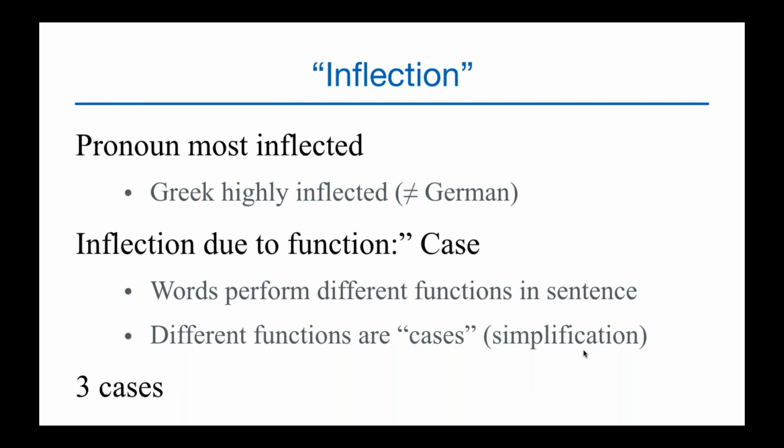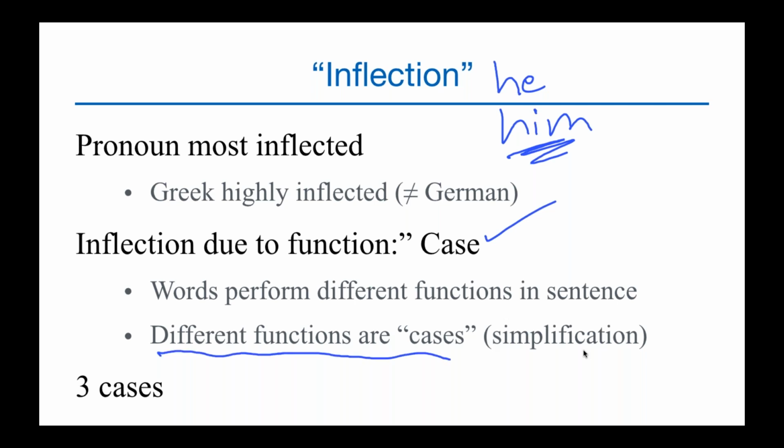English is not very highly inflected. In fact, the closest thing we have to something being inflected is the pronouns. So you have he did something, I gave something to him. So he, whenever it's receiving, it's him. The inflection is called a case, which is a change in function. Okay. Different functions are cases.